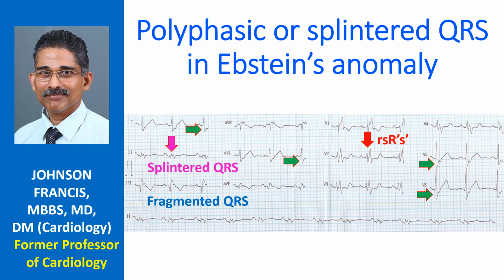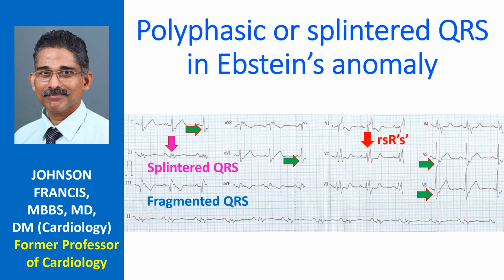Similarly, fragmented QRS has been shown to be associated with a larger region of atrialized right ventricle and increased risk of arrhythmic events in Ebstein's anomaly. Ebstein's anomaly may be associated with right-sided accessory pathway in ventricular pre-excitation, that is WPW syndrome, with or without atrioventricular reentrant tachycardia. Multiple accessory pathways can occur and radiofrequency catheter ablation is effective.